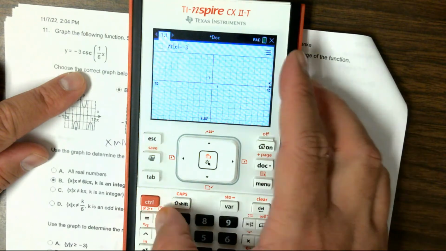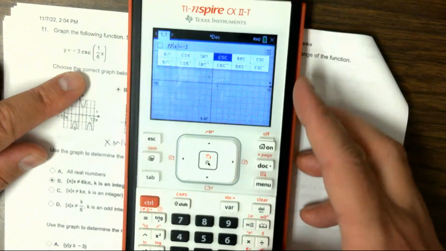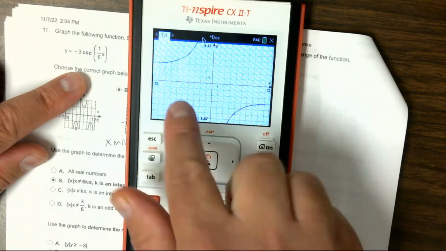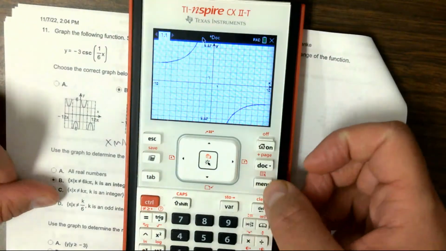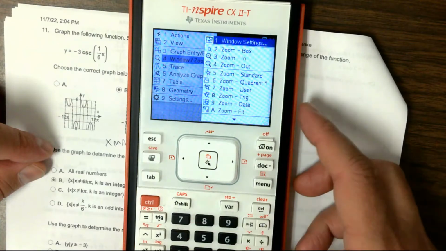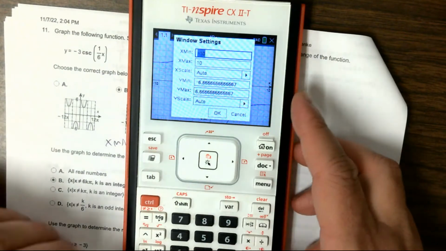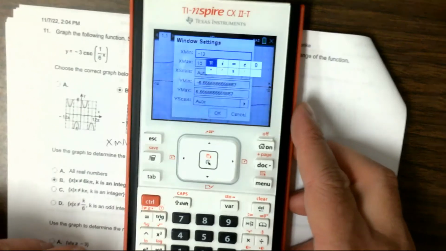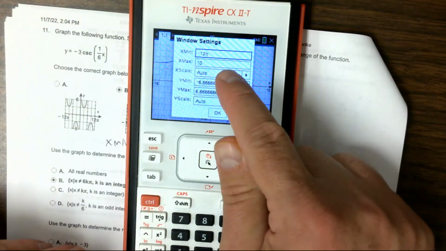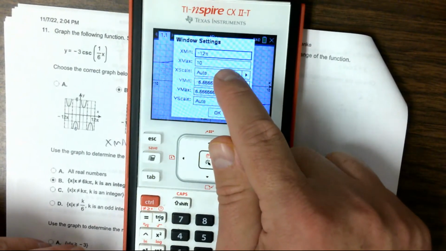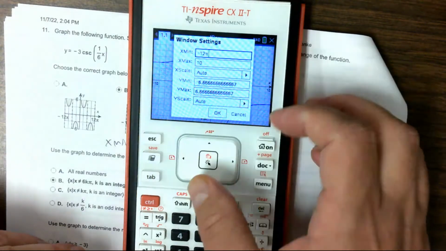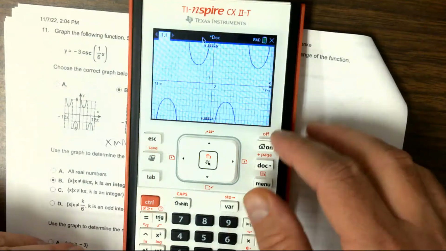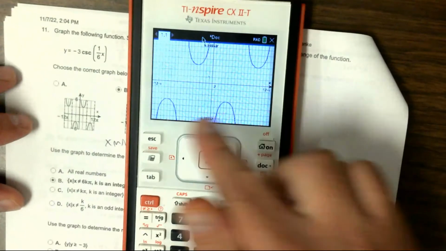-3 cosecant 1/6 x. Okay, now here it just looks like that. But if I go to my window settings, -12 pi, which is about -36, give or take, because pi is about 3, and then 12 pi. Okay, so then you can see it's like that.